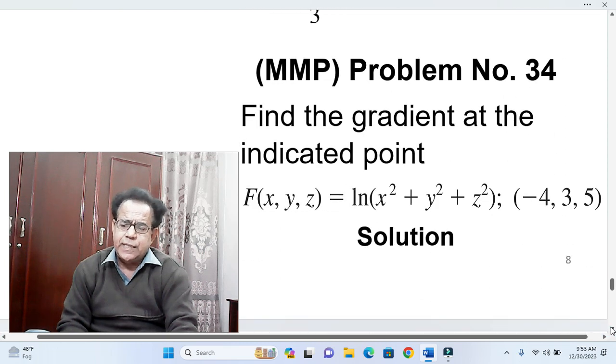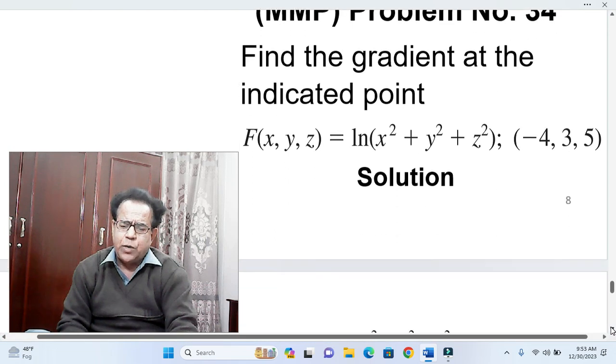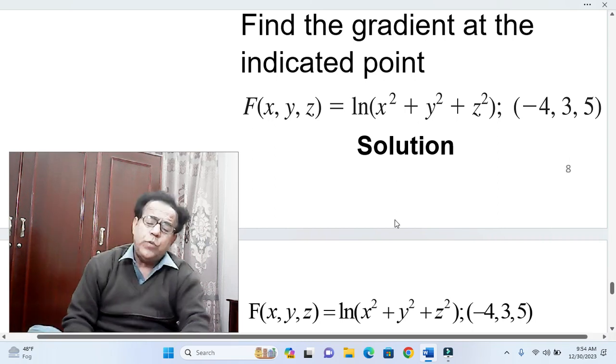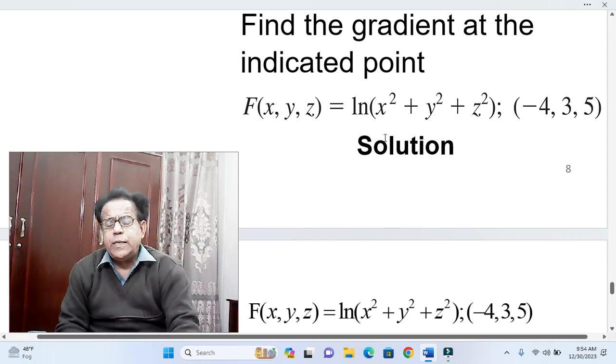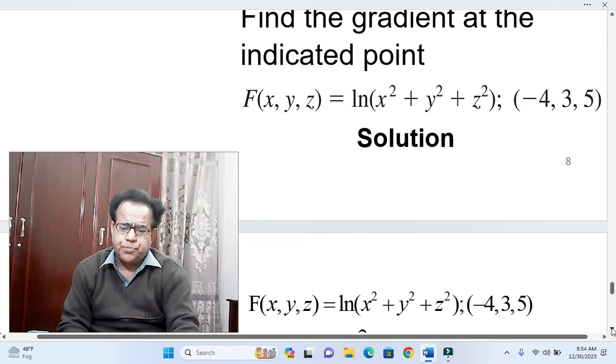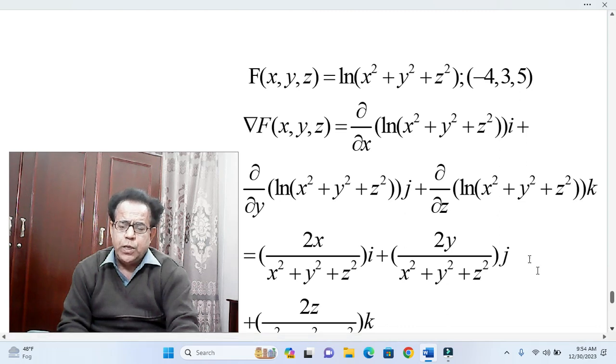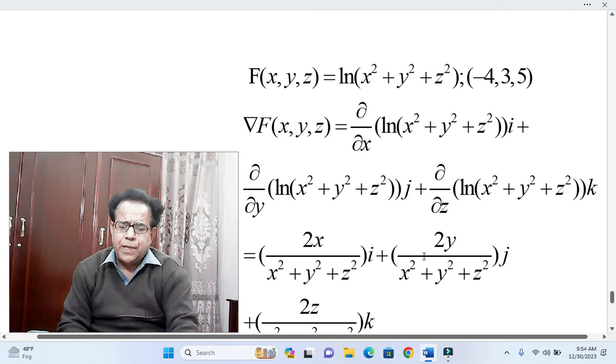Mathematical methods in physics, problem number 34. Find the gradient at the indicated point f(x,y,z) equal to log of x square plus y square plus z square at the point minus 4, 3, 5. Dear students, differentiation of log is always 1 over that value times differentiation of the internal portion. So f(x,y,z) equal to log this at point this, del f or gradient of f(x,y,z) is equal to partial over partial x of this plus partial over partial y of this plus partial over partial z of this.